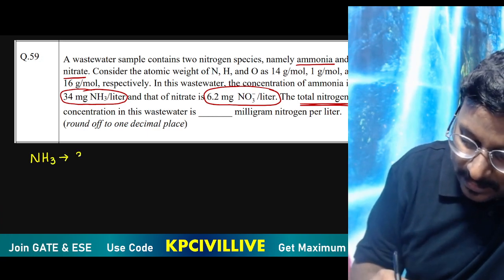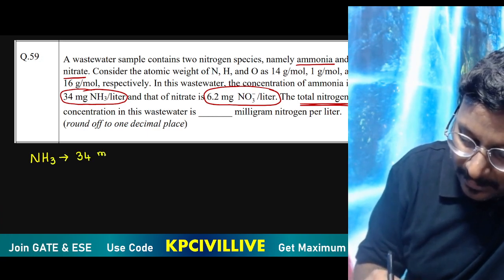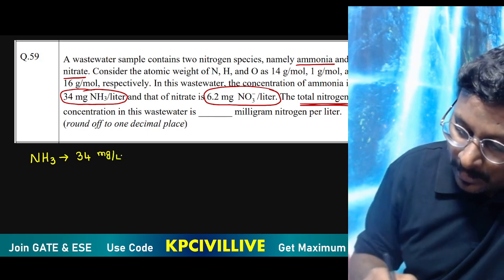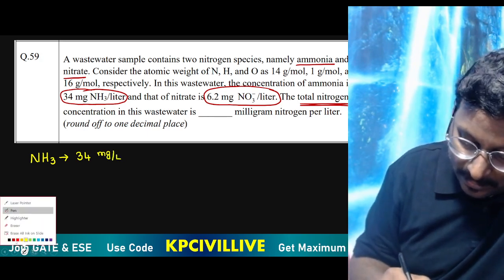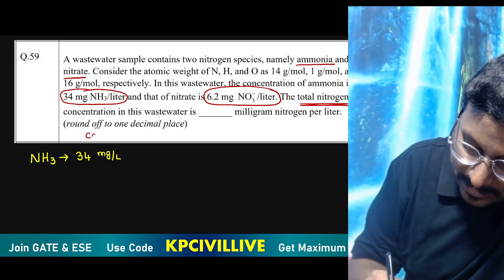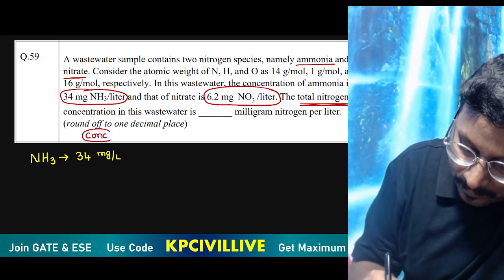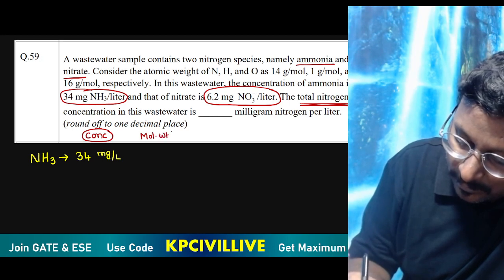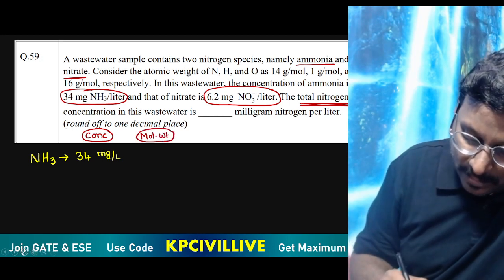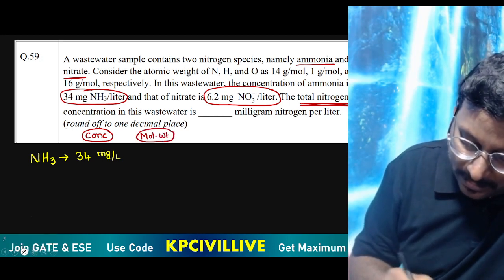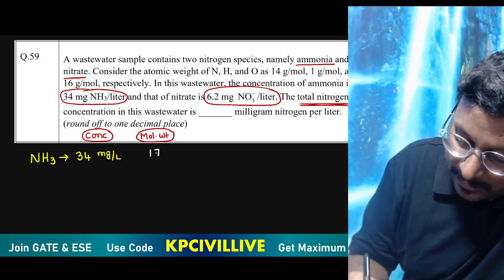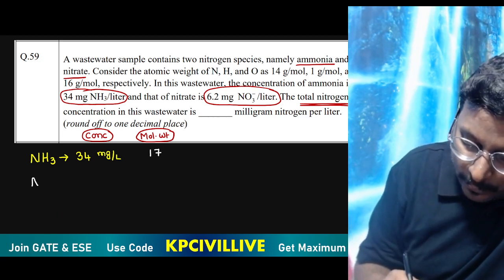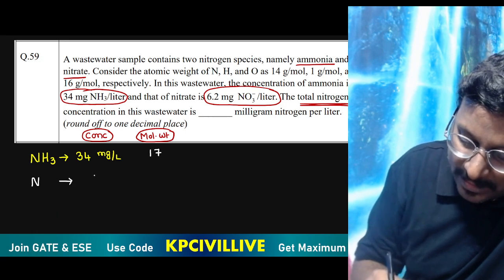Ammonia concentration is 34 milligram per liter. This is concentration. And what is ammonia molecular weight? Nitrogen 14, 3 hydrogens are there, ammonia molecular weight is 17. Now you need how much nitrogen is present in the ammonia.